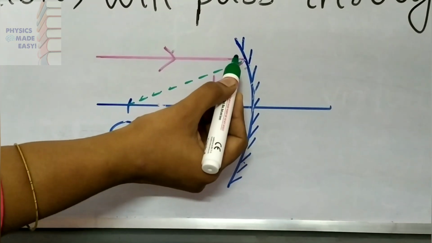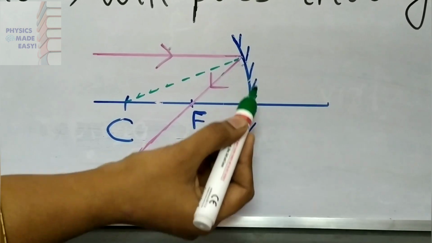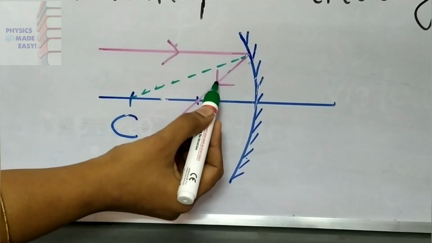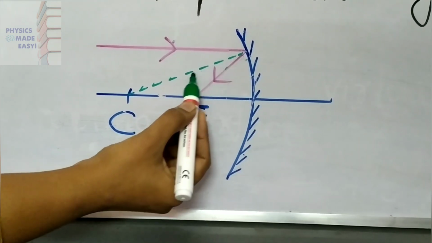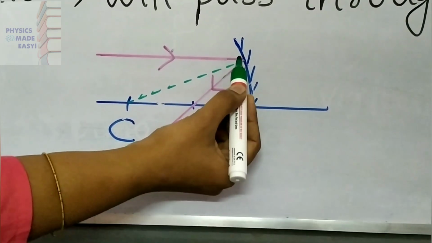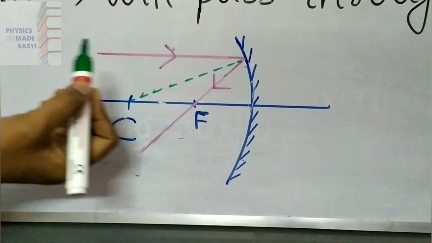Here you can see, you know the laws of reflection. There we studied about incident ray, reflected ray, and the normal also. You can see this dotted line, that is the normal in this case.